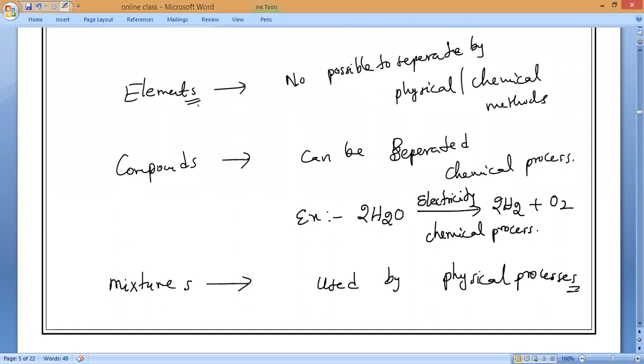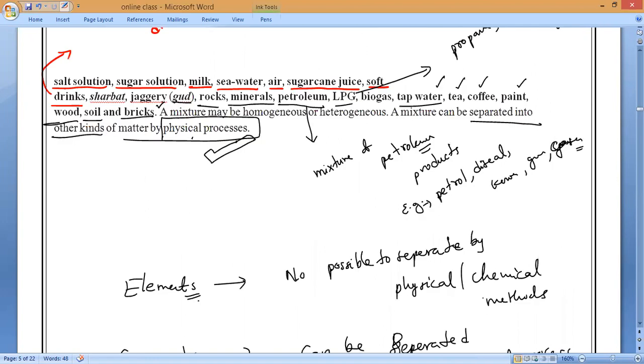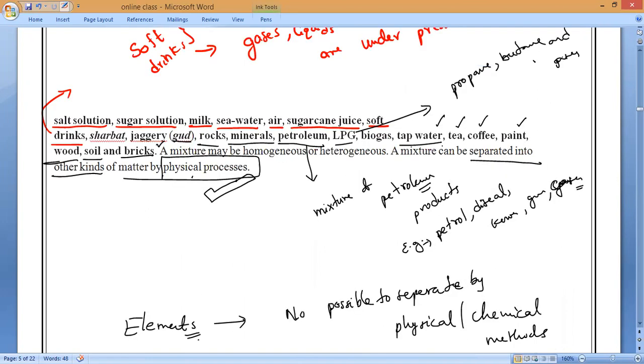Elements are not possible to separate by physical or chemical processes. Compounds can be separated only by chemical processes, and mixtures by only physical processes. So that is why I mentioned here a mixture can be separated into other kinds of matter. By what process, guys? Physical process. Okay, so that is what.